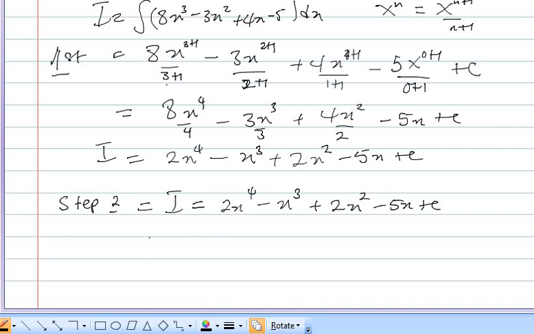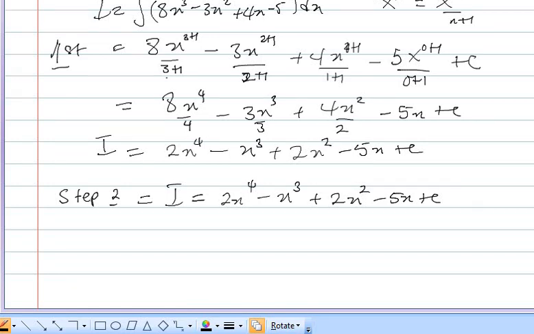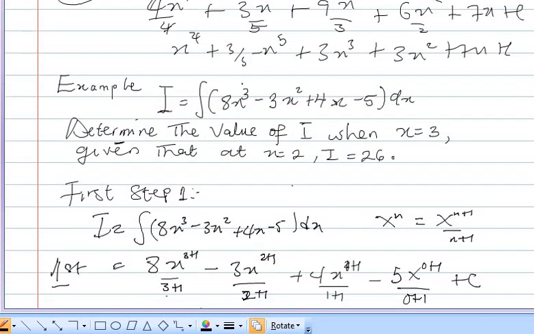So step 3 is to evaluate the constant of integration by using the given facts. From our question, we are to determine the value of I when x is 3, given that at x equal to 2, I is 26. So we have to find the constant of integration c at step 3. To find this we can use both x and I. So at x equal to 2 you should use I equal to 26.